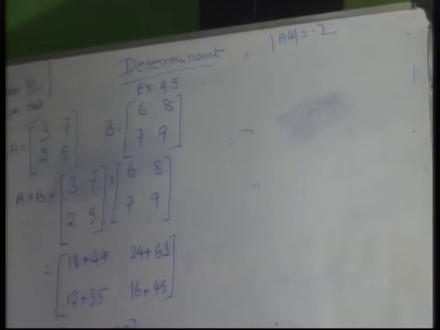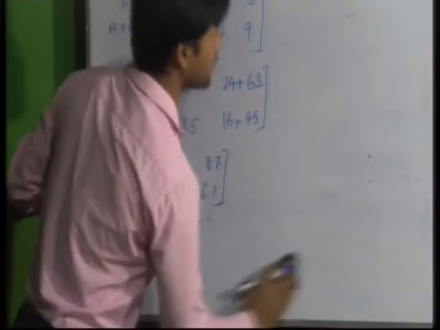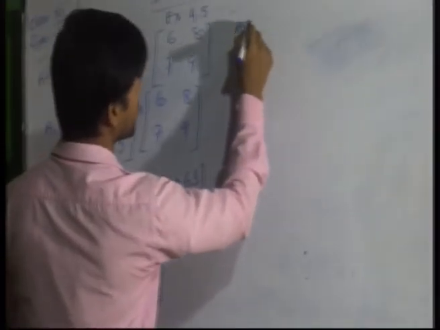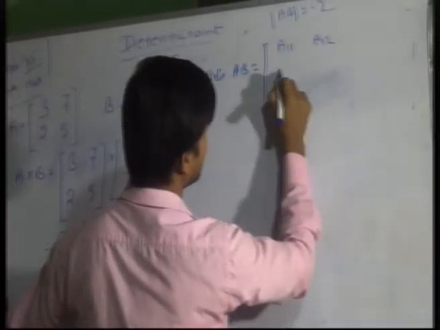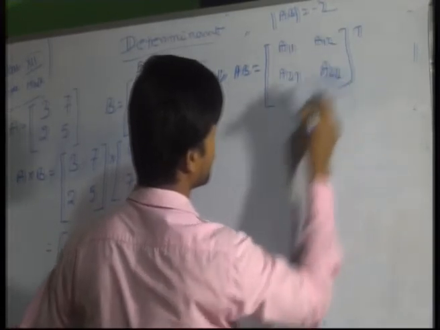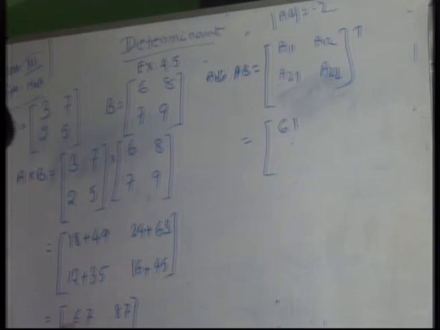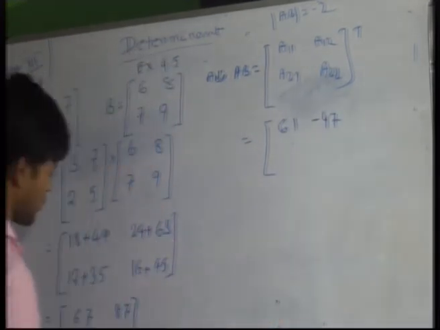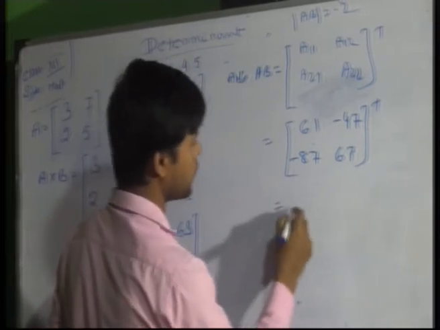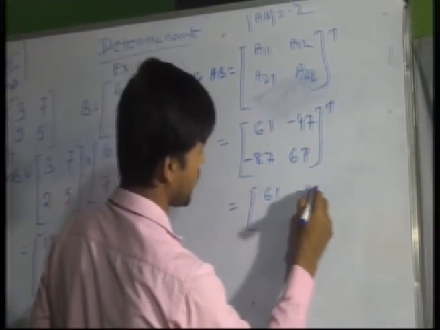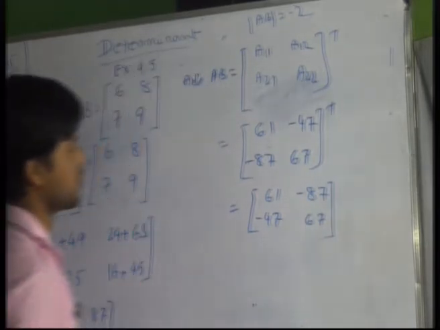Okay, now we have to calculate the adjoint of the matrix A into B, means the adjoint of this matrix. So the adjoint of AB will be equal to, the formula is A11, A12, A21, A22, whole transpose. So that is equal to A11 will be 61, A12 will be minus 47, A21 will be minus 87, and A22 will be 67, and whole transpose. So that is equal to 61 minus 87 and minus 47 and 67. So this is the adjoint of AB.